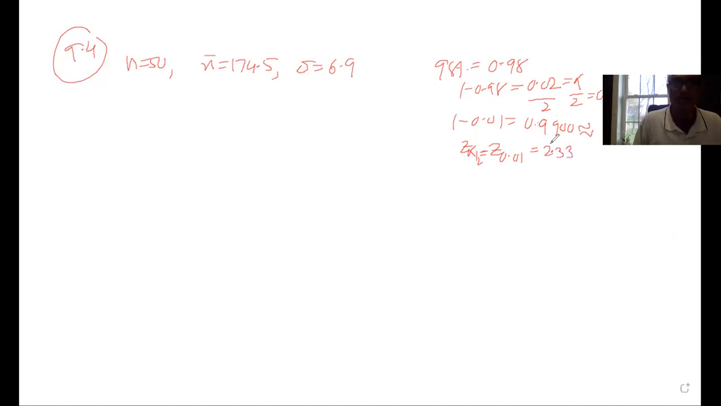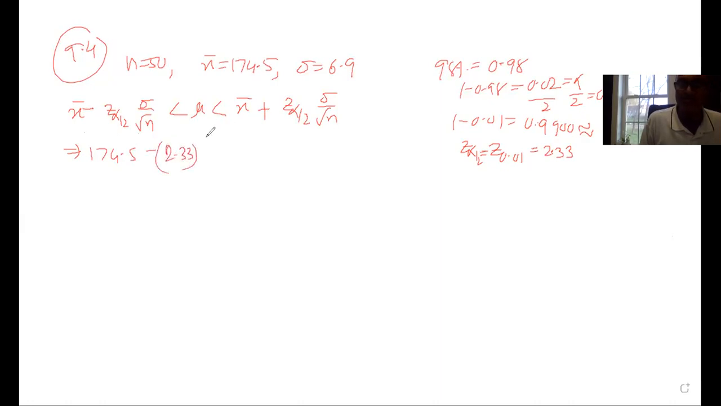2.3 on the vertical and 3 on the horizontal line. So 2.33. And I would like to plug this value in my formula: x bar minus z alpha by 2 times sigma over square root of n is less than mu is less than x bar plus z alpha by 2 times sigma over square root of n. I don't want to write all this formula again and again. So it is 174.5 minus 2.33 times 6.9 divided by square root of 50, less than mu, less than 174.5 plus 2.33 times 6.9 divided by square root of 50.